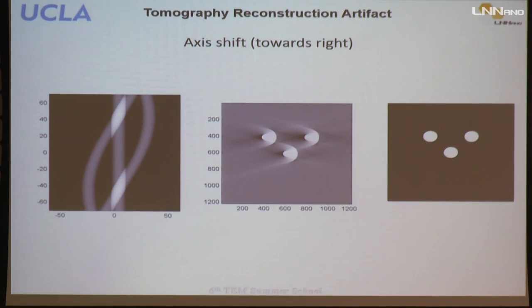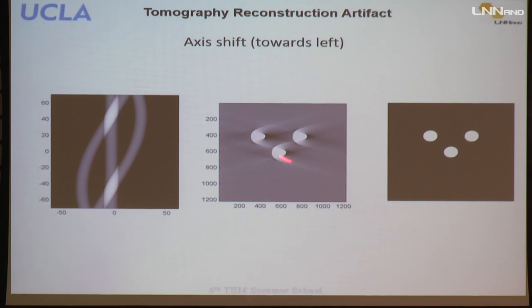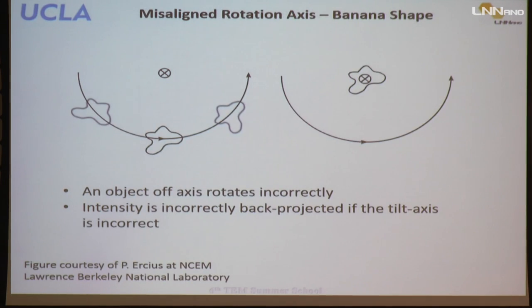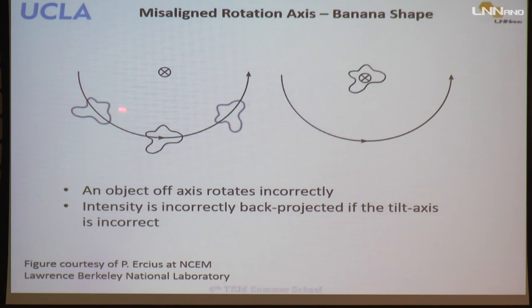Actually, this banana-shaped artifact is very, very commonly seen during tomography reconstruction. If you try electron tomography reconstruction, you will probably see this banana thing. This is the wrong rotation axis artifact. And if you shift the other direction, the banana will be along this direction. This banana shape is due to the rotation axis. If it's not well aligned, it will move for different projections, with one projection making intensity here, one here, creating this banana shape.